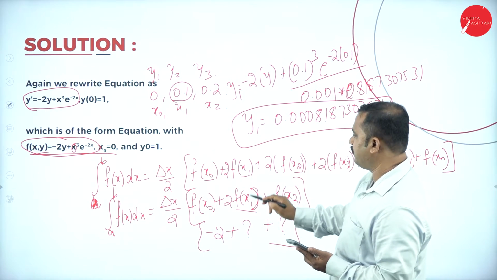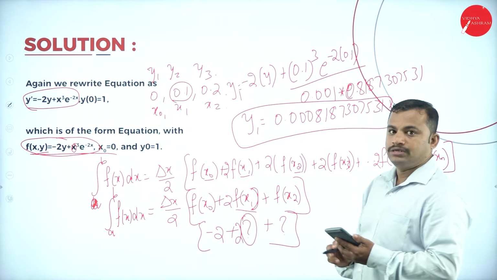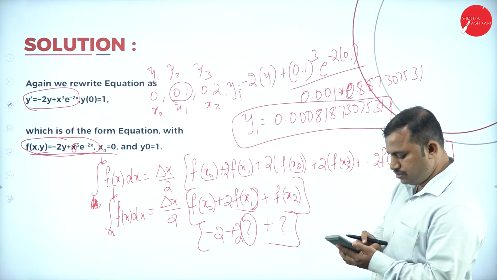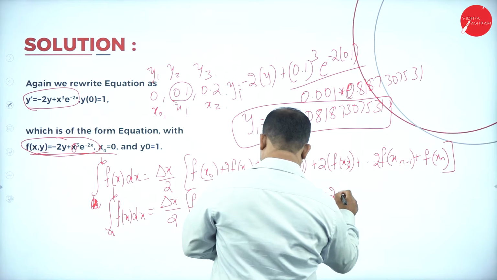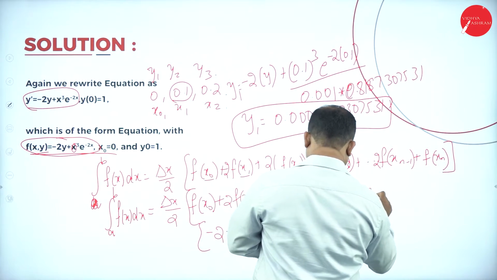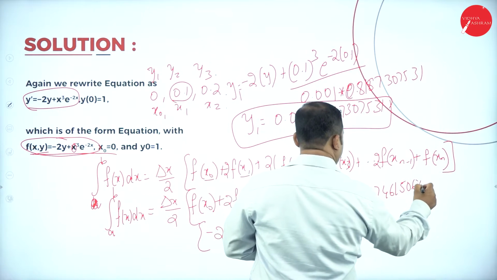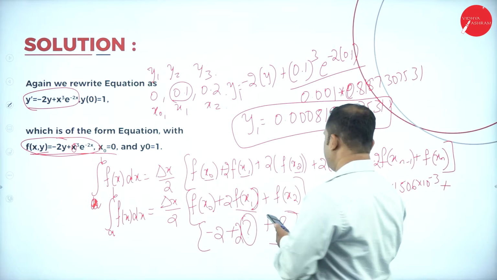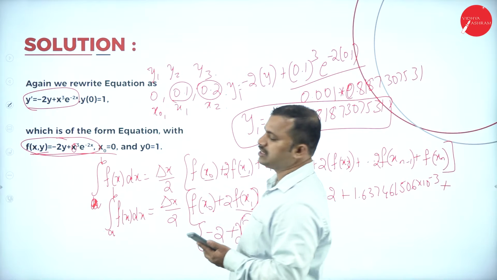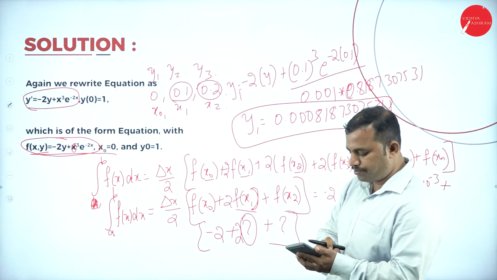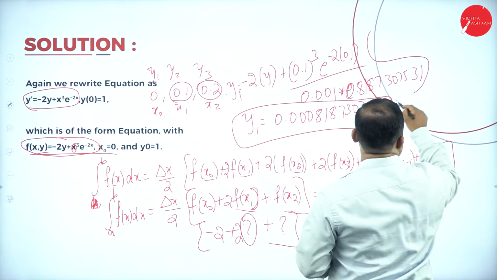So we have found the value of y1. I will substitute it here and multiply it by 2. So to get the value of this into 2, that is equal to minus 2 plus 1.637461506 into 10 to the power of minus 3 plus, what is this f of x2? x2 is determined based upon this value. What is the value of x? X equal to 0.2. If that is the case, 0.2 whole cube, the x2. Let me calculate the value of x2.